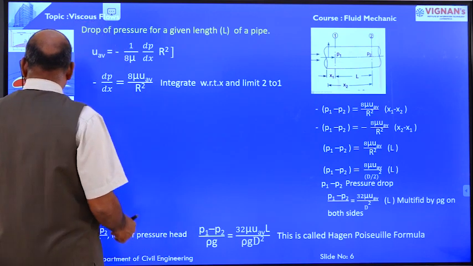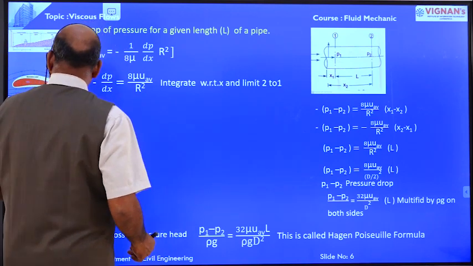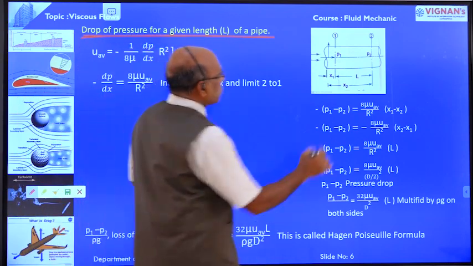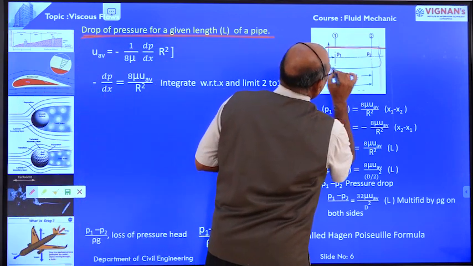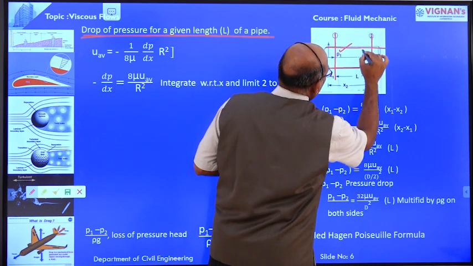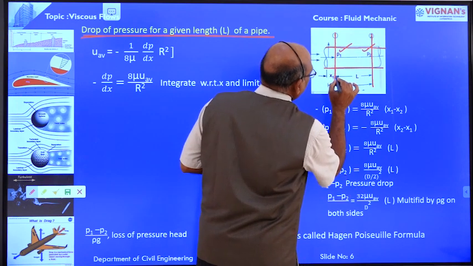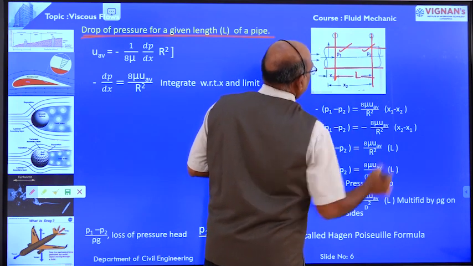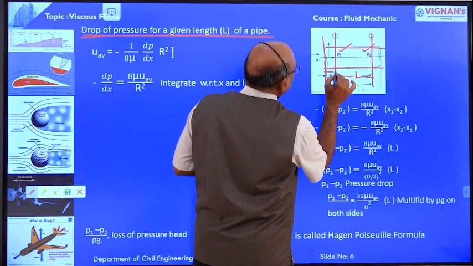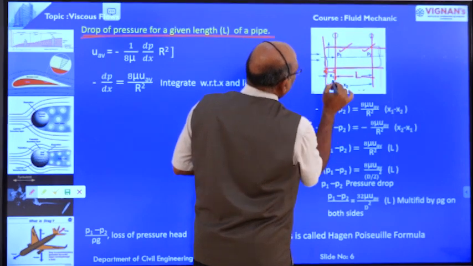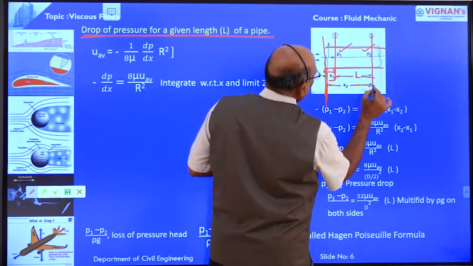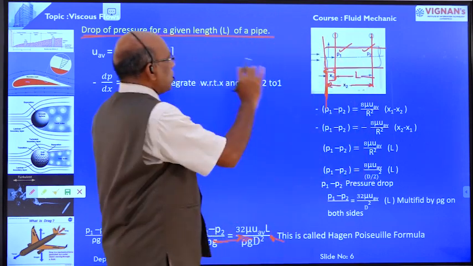Now, this is the last point: drop of pressure for a given length of the pipe. Suppose this is one pipeline. At section 1 pressure is P1. At section 2 pressure is P2. The distance between section 1 and section 2 is L. From one boundary, section 1 is at distance x1, and from this boundary section 2 is at distance x2. This is about the diagram.